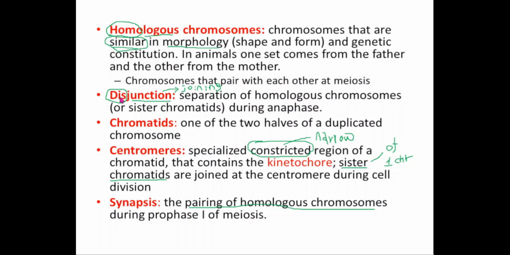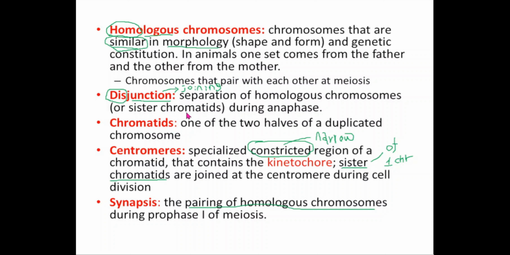What is disjunction? Junction means joining, disjunction means separation or disjoining. Therefore, disjunction is separation of homologous chromosomes or sister chromatids during anaphase. Within the process of cell division, there will be a need for separation of homologous chromosomes and sister chromatids. Separation of sister chromatids, for example, during meiosis.